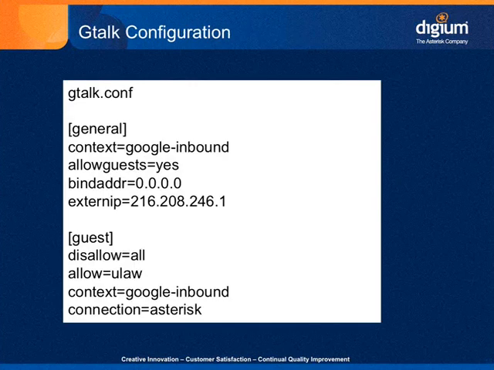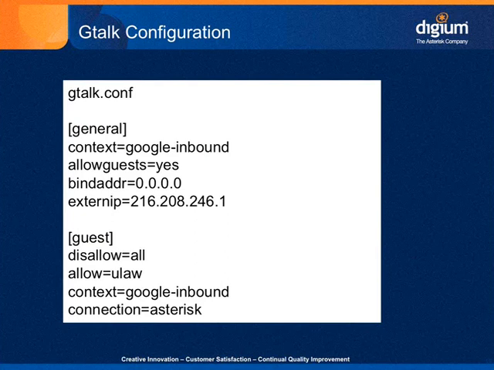Okay. For connecting to Google, we need two sections, a general section and a guest section. The general section defines a number of things. Context defines the Asterisk dial plan context where unmatched calls will go. Next, we set allow guests to yes because inbound Google Voice calls could come in from someone we haven't otherwise defined an extension for. Next, we define the local IP address that we want to bind to.